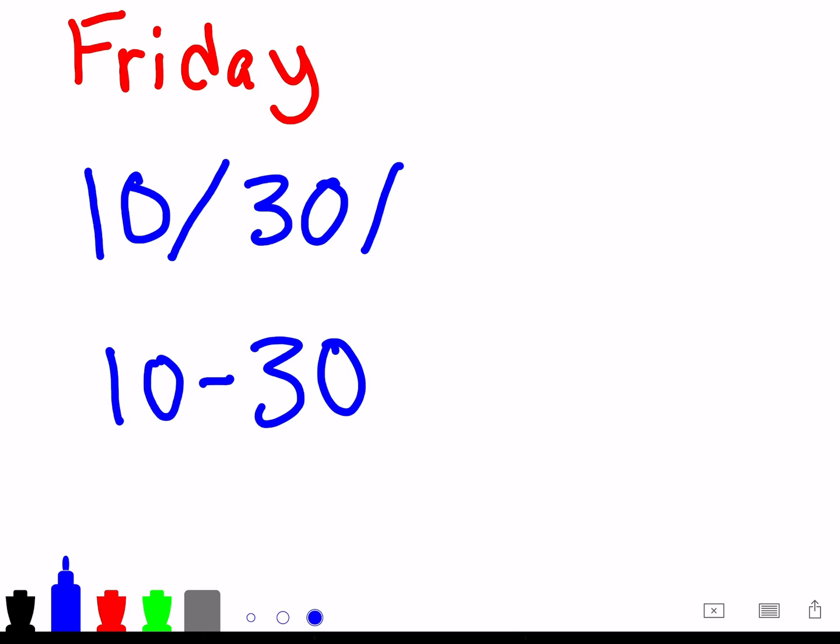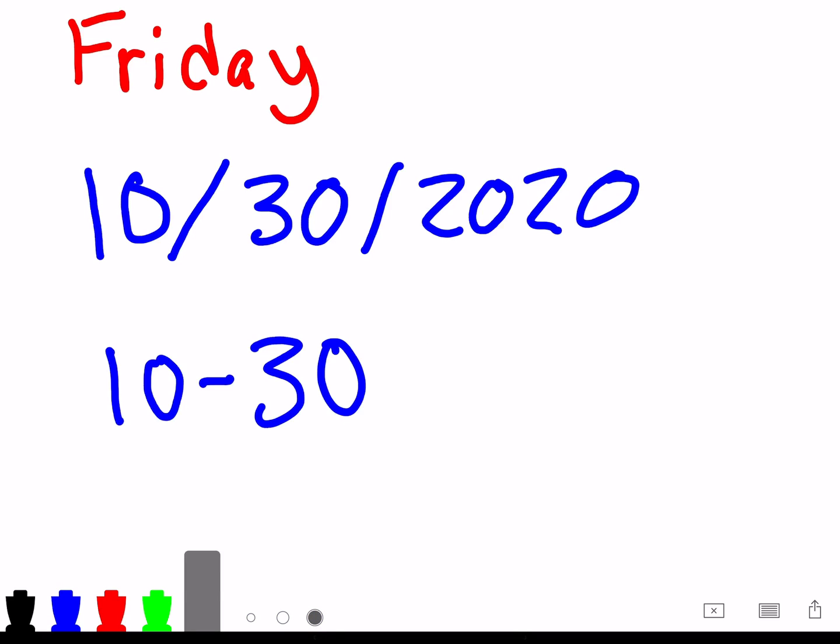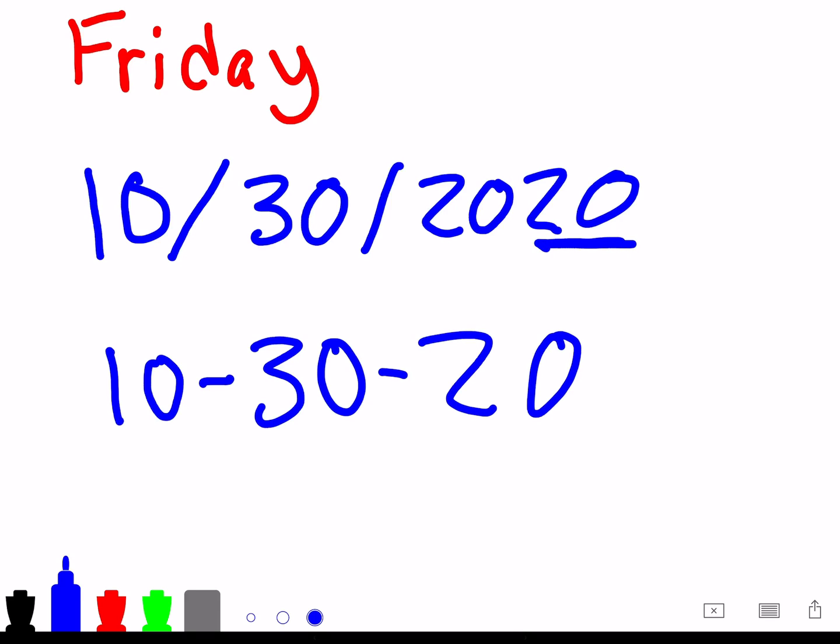Now, some people write the full 4 digits of the year, or some people write the last two, so this part, so 20. So 10, 30, 20 is our date for the day.